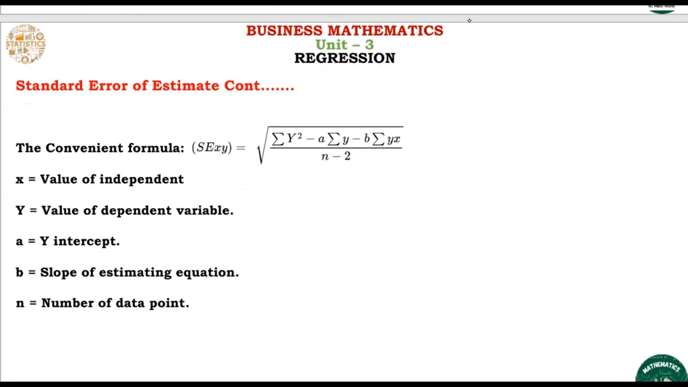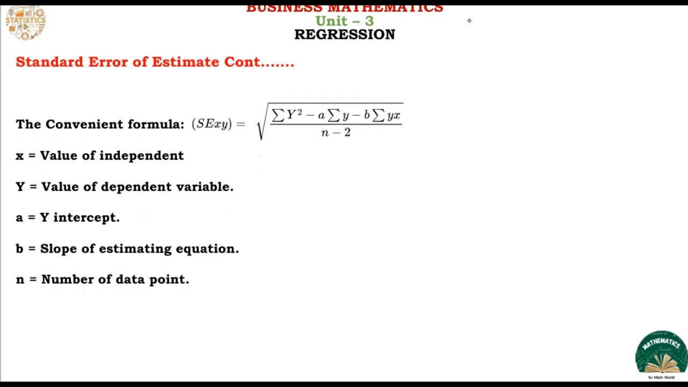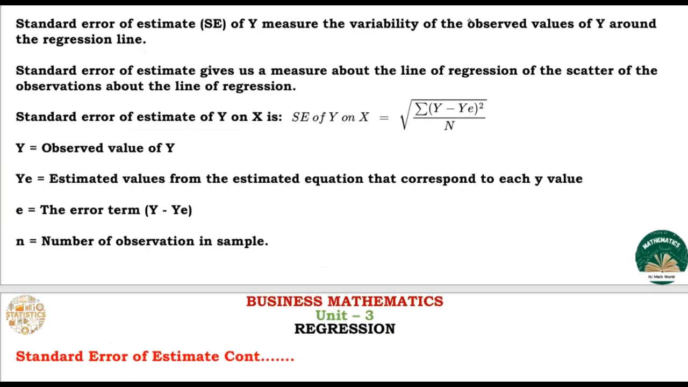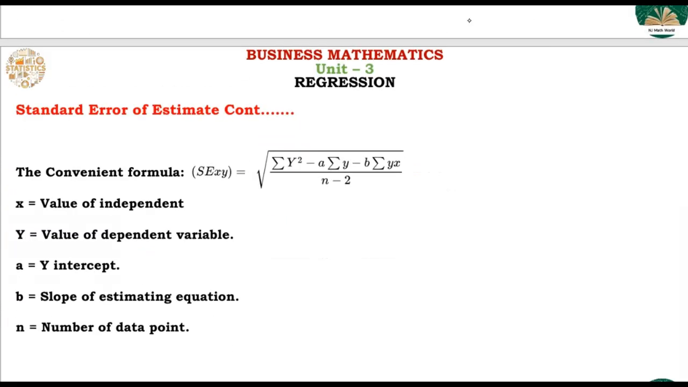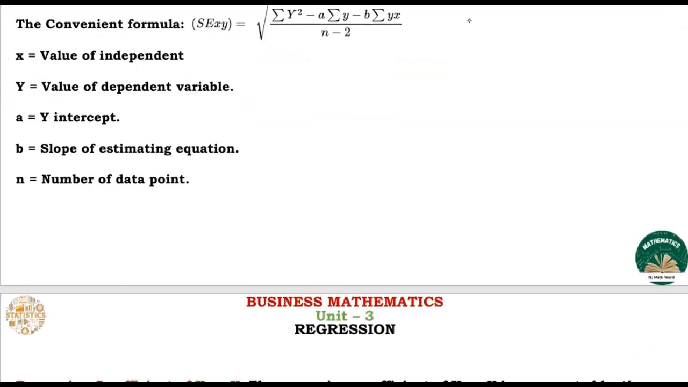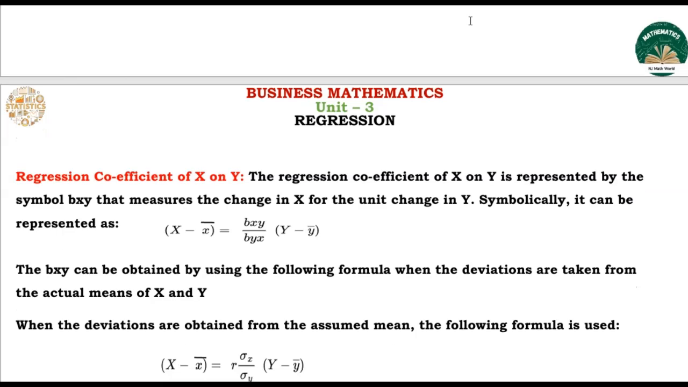So here we have for xy, the standard error of estimate. If they have given you the x value and y, we have two different formulas. We'll be using them. The convenient formula is given as root of summation y square minus a summation y minus b summation yx, divided by n minus 2. Now we have another one.